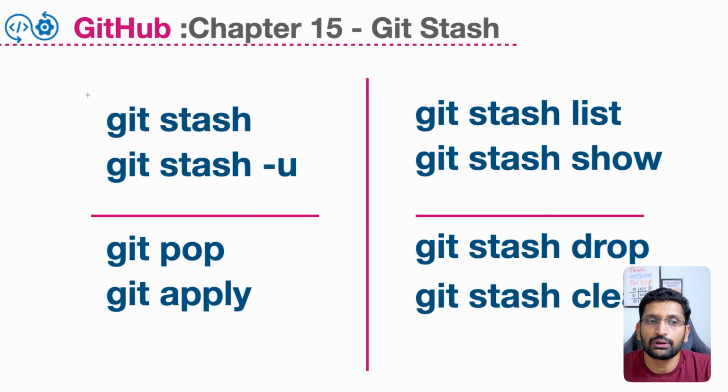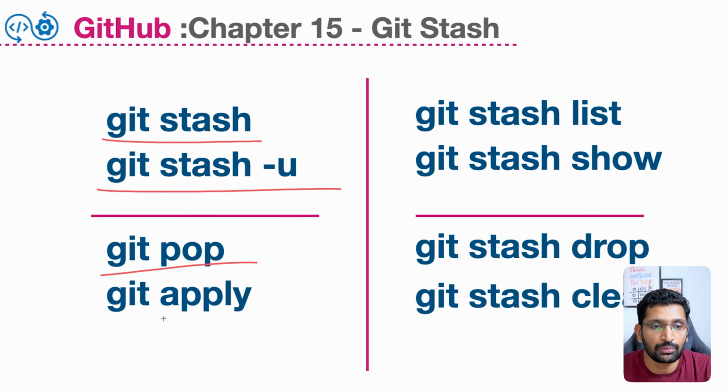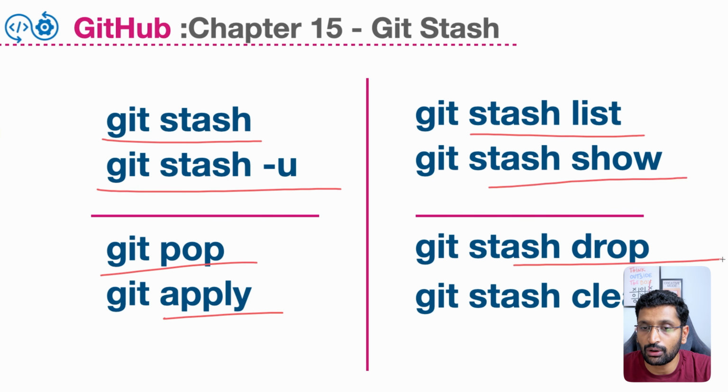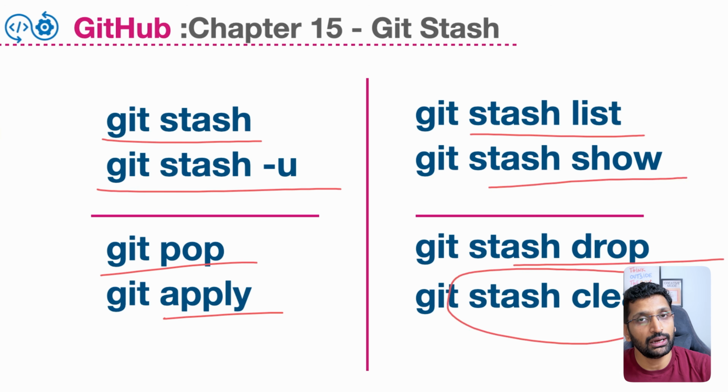Moving further, till now we have seen git stash with untracked files, pop, apply, stash list, stash show, and the drop also. Now let's take a look at stash clear, and be mindful that once you run the git stash clear command, it will wipe all of your stashes. So let me show you.